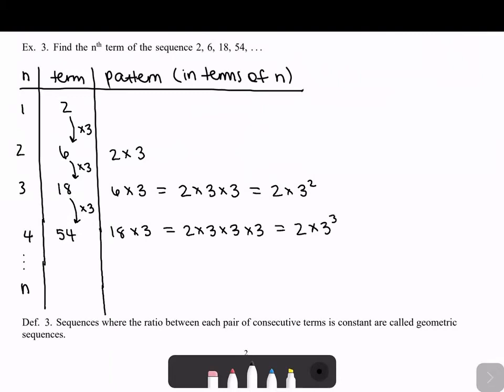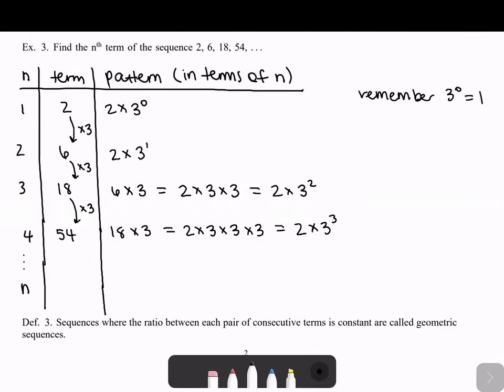And just because we need everything above it to look the same, we can write 2 as 2 times 3 to the 0. Remember that anything raised to the 0 is 1. So we need to remember that 3 to the 0 is 1. So this is our pattern.